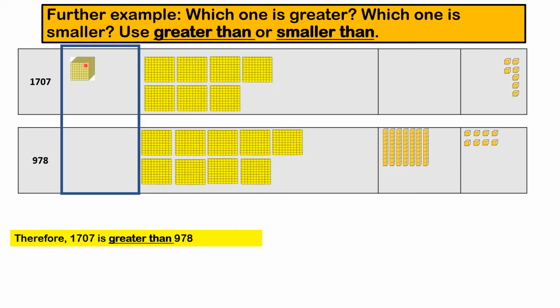From here, the two numbers, we have 1,707 and the second number is 978. So we want to see which one is greater or smaller. Just from the thousands, we can see that we have 1,000 here, and here we don't have any thousand, so 0,000. From this, you know that 1,000 is greater than 0,000. Therefore, 1,707 is greater than 978.